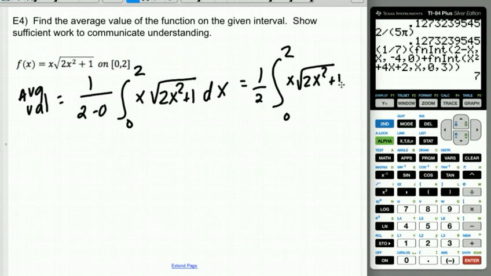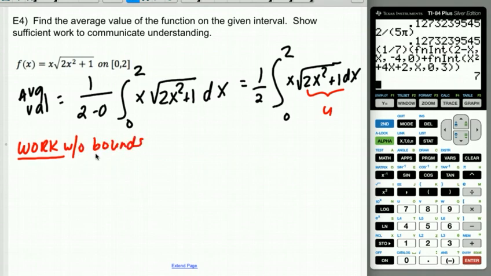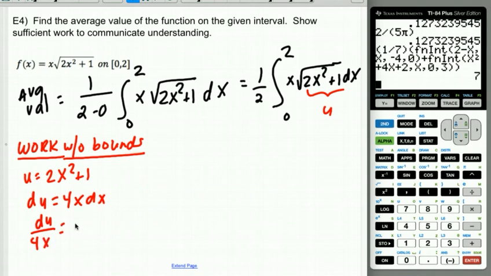So the trick here, right, is that this is my u, right? So I'm going to actually do the work separately, and you don't have to do this. I'm going to do the work without bounds, and I'm going to clearly label that I'm doing the work without bounds so that there's no confusion that I think that the bounds are u's, because the bounds aren't u's. So if my u is 2x squared plus 1, my du is a 4x dx, meaning I'd get a du over 4x to replace my dx.